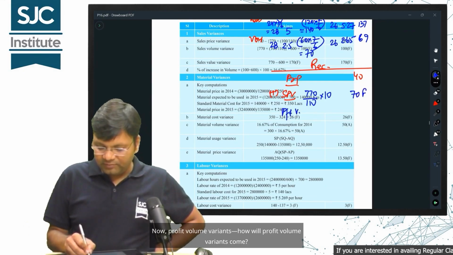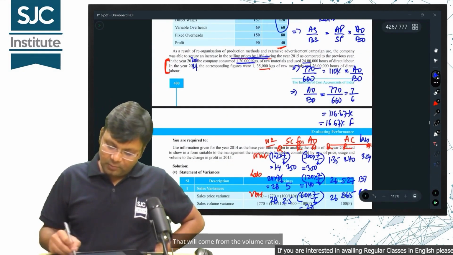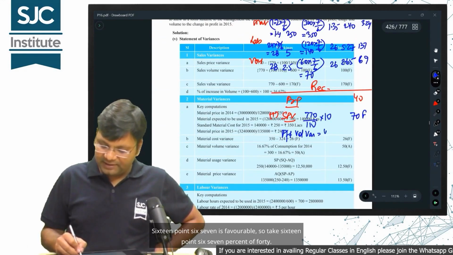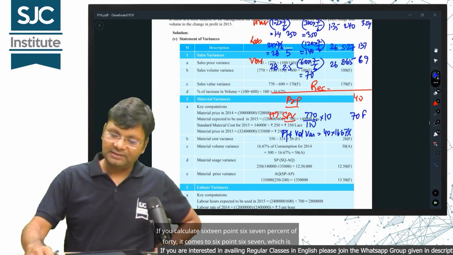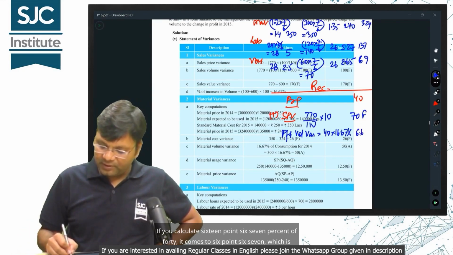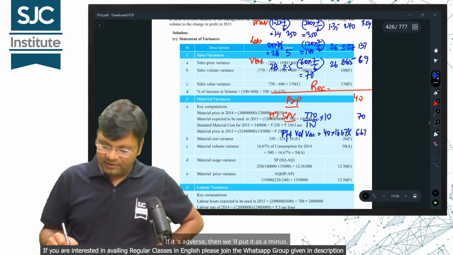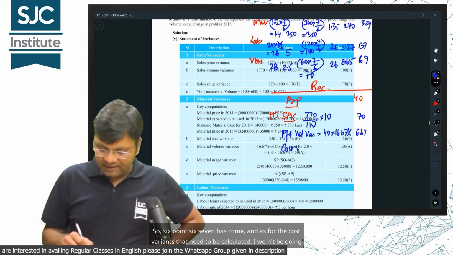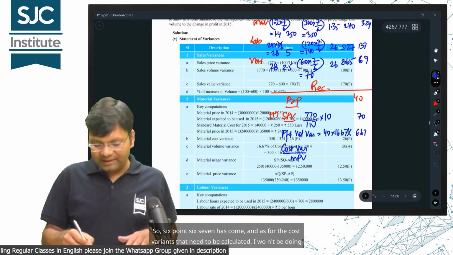Now, profit volume variance. How will profit volume variance come? That will come from the volume ratio. 16.67 is favorable, so take 16.67% of 40. If you calculate 16.67% of 40, it comes to 6.67, which is favorable, meaning we'll keep it as a plus. If it's adverse, then we'll put it as a minus. So, 6.67 has come, and as for the cost variances that need to be calculated, I won't be doing that.